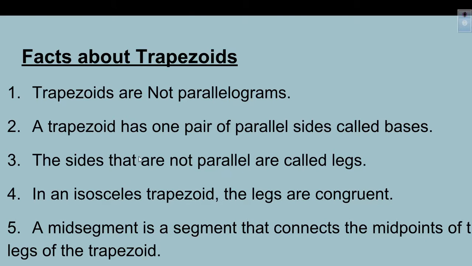So once again, they're not parallelograms. They have one pair of parallel sides called bases. Sides that are not parallel are called legs. In an isosceles trapezoid, those legs are congruent. And the midsegment is a segment that connects the midpoints of the sides of the trapezoid. You can have a midsegment of an isosceles trapezoid, and you can also have a midsegment if the trapezoid is not an isosceles trapezoid.